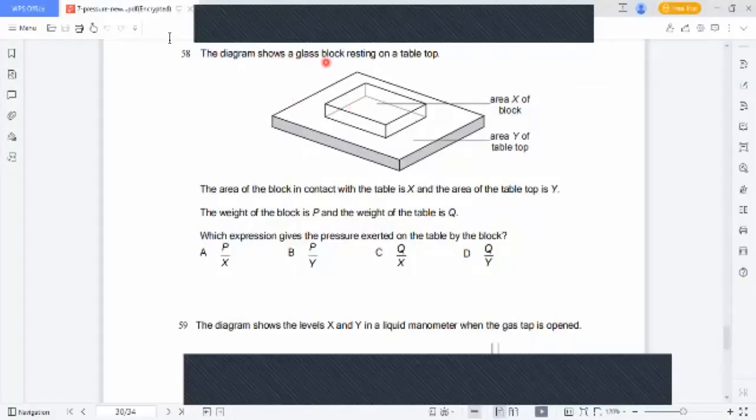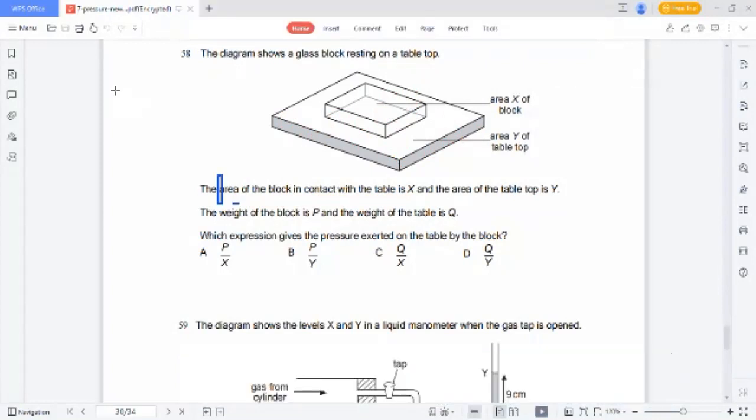The diagram shows a glass block resting on a table. Here is a glass block, and this marked one is the table. The area of the block in contact with the table is X. So the area of the block is X, and the area of the table is Y.